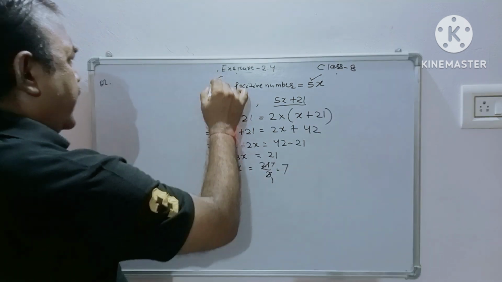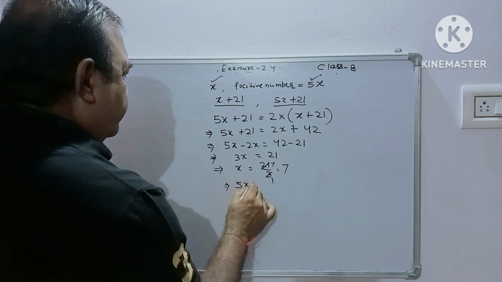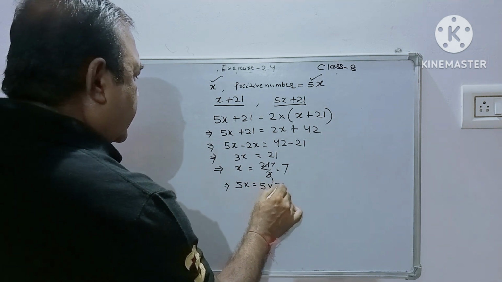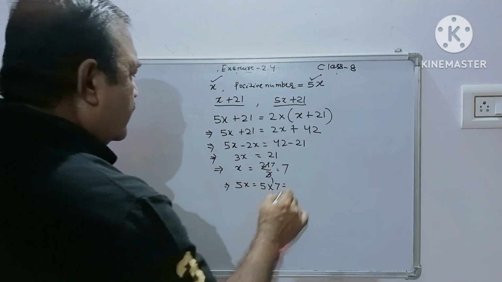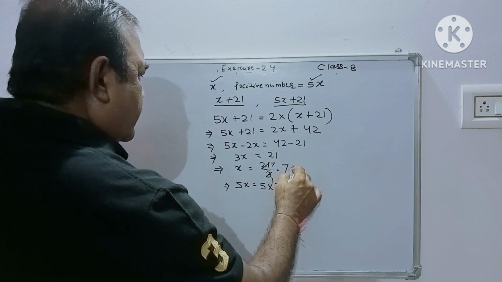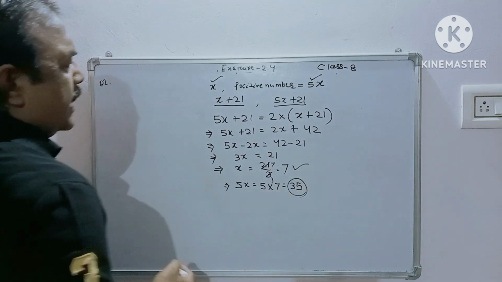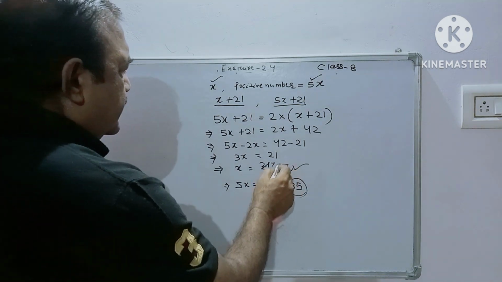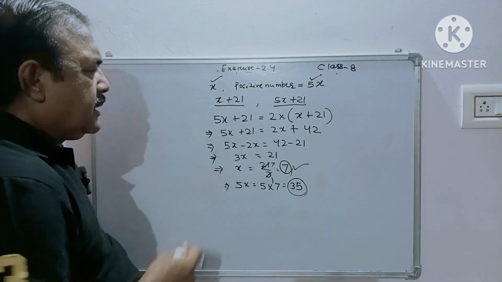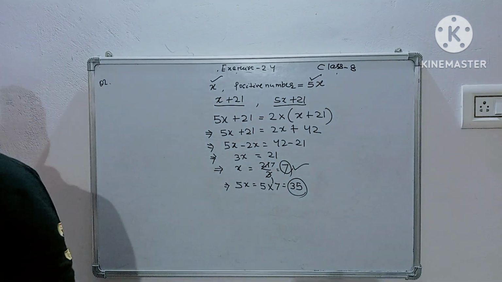So you see, if x becomes 7, what is 5x? That is 5 into 7, that is equal to 35. So the positive number is 35, that is 5x, and the other number is 7. So both the numbers are 7 and 35. Okay, so this is question number 2.